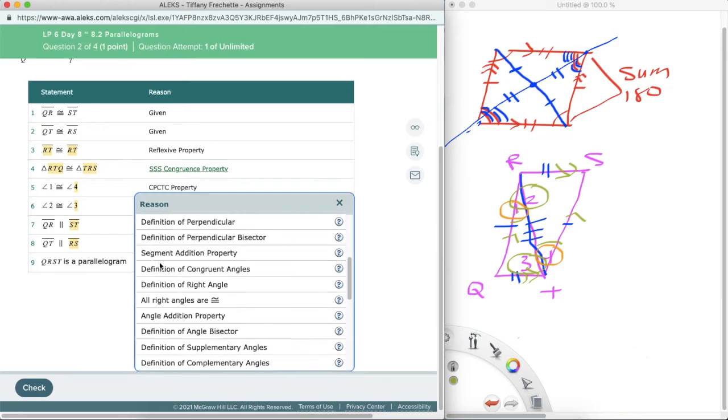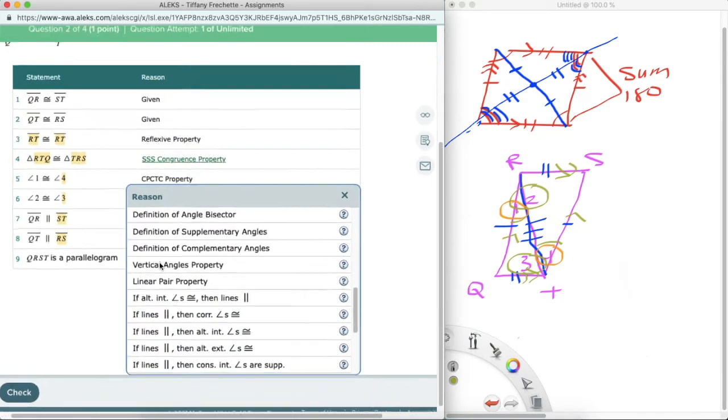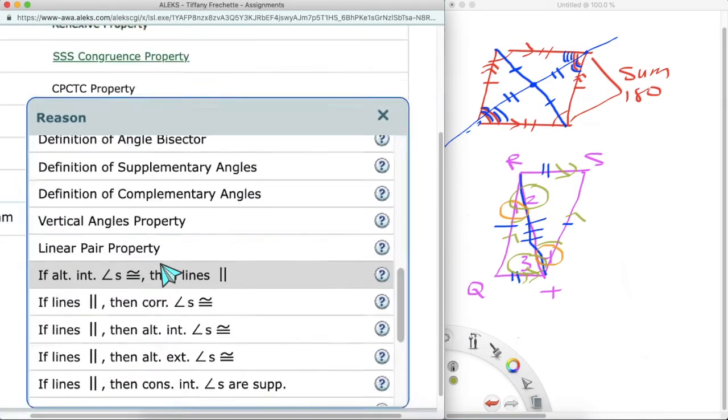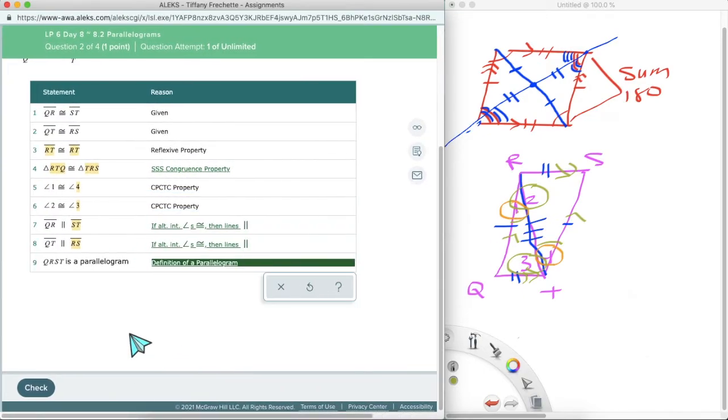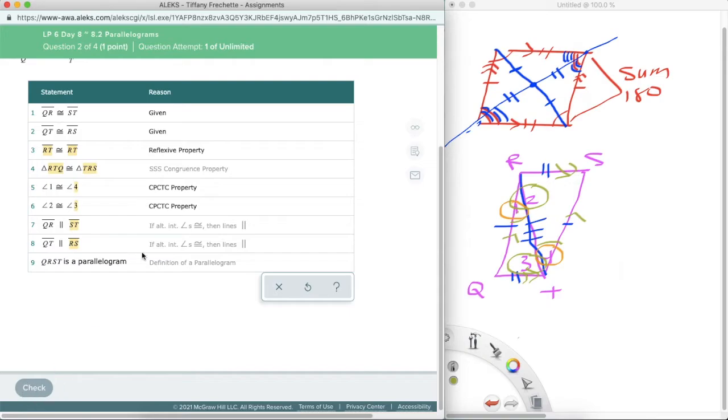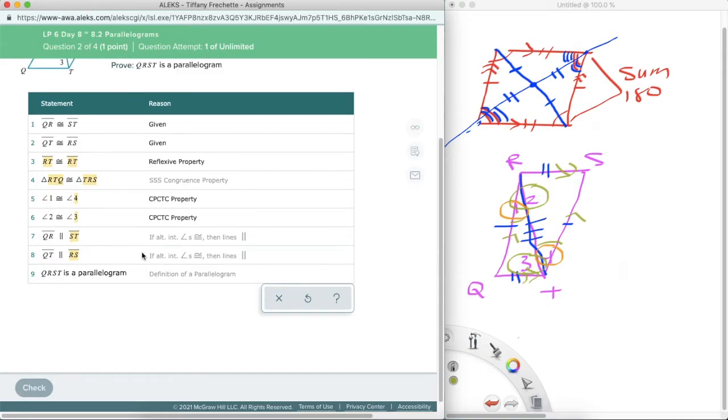Definition, I don't see it yet. Ooh, I want to be logged in like that. That's a little too much. Oop, down there. Definition of parallelogram. There we go. It just took a minute to load.